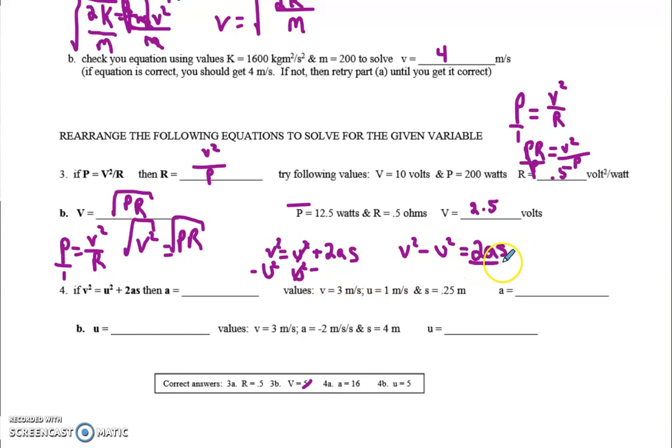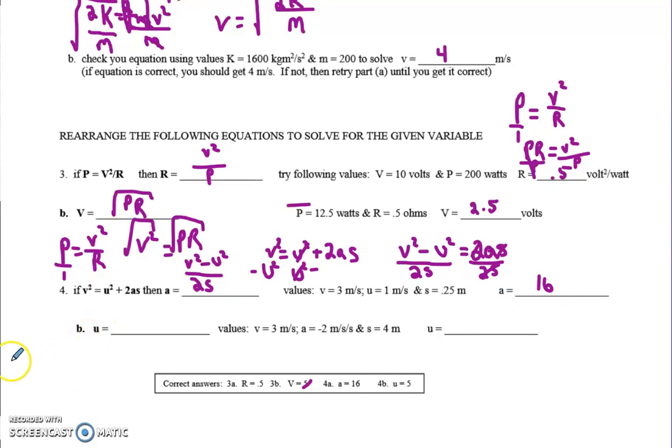So a is multiplied by 2, and it's also being multiplied by s. So if I divide by 2s on both sides, that cancels out the 2 and the s, and all I'm left with is the a over here. So I get v squared minus u squared all over 2s. That's my expression for a. And then if I plug in some numbers, you should end up seeing that your a is 16.